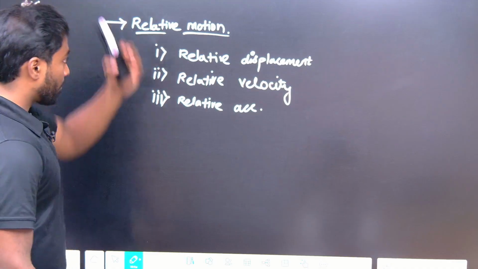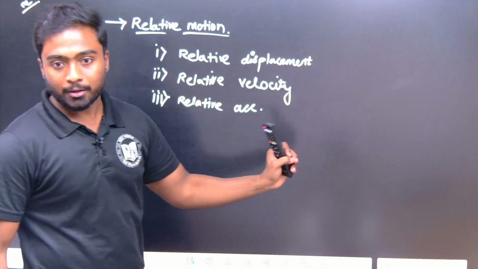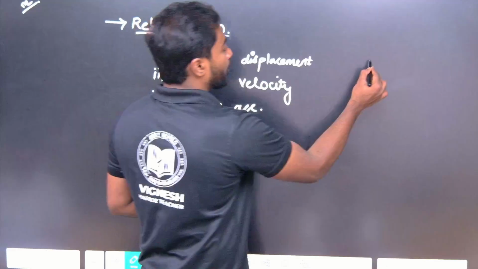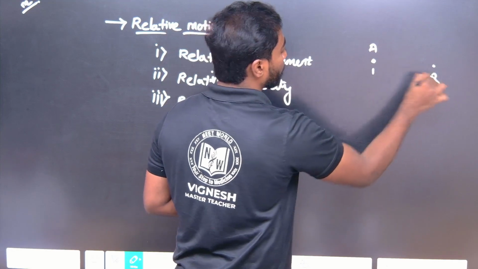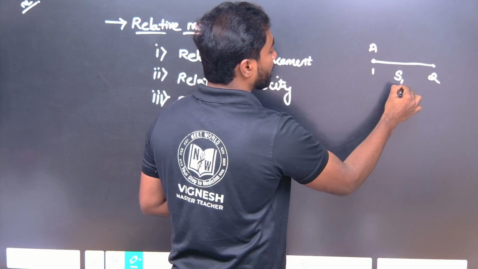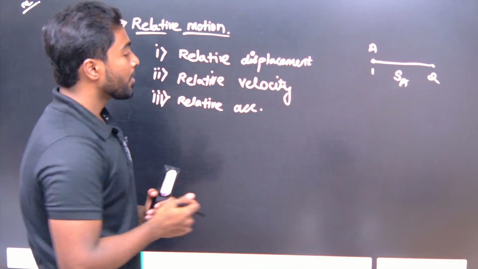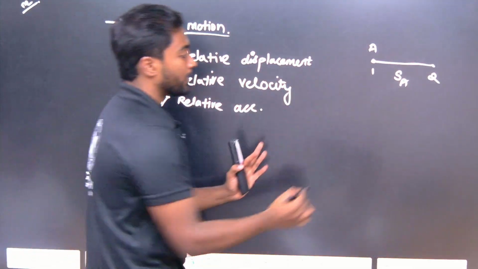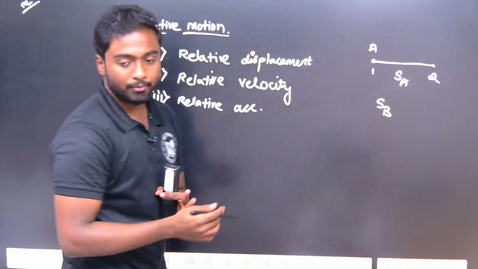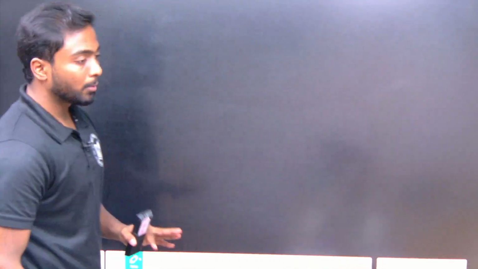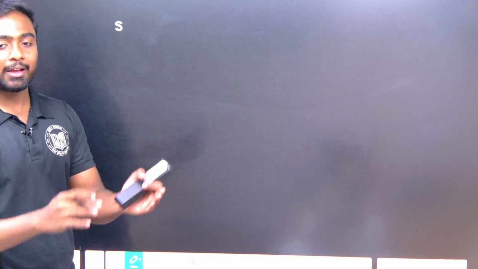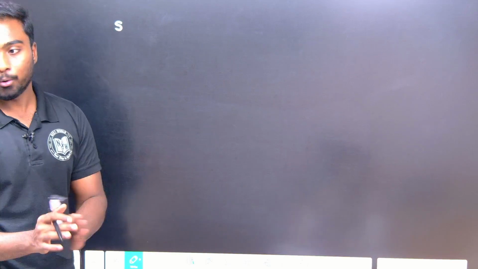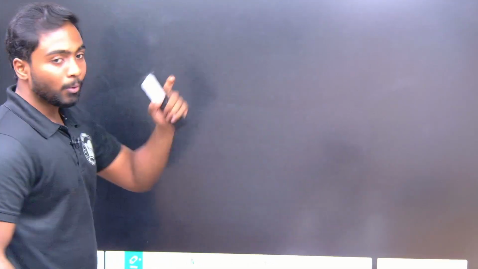Now when I talk about relative displacement, object A has moved from position 1 to position 2. So displacement of A I will denote as SA. What about B? Similarly SB I will denote for B. Now the simple formula to remember: whether they are asking for position, displacement, velocity or acceleration, whatever they ask us, we follow only one formula.